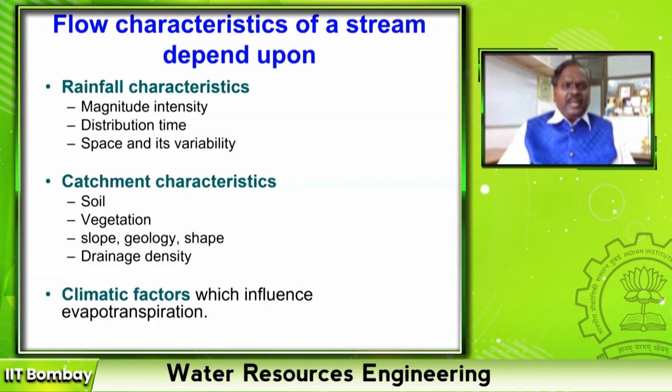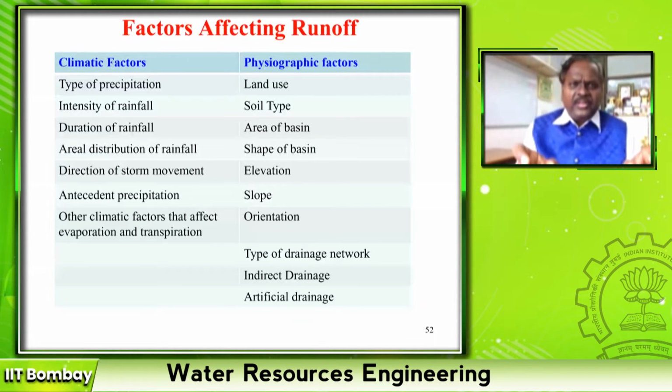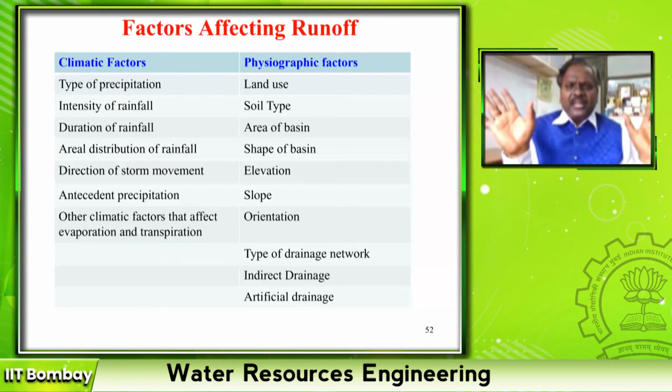Alright. So I have just relisted everything as climatic factors and physiographic factors. Some books give it as 3, 4, 5 characteristics. I have broadly classified this into two. One is climatic factor, another one is catchment characteristics. So in climatic factors, everything comes: rainfall, intensity, duration, distribution, direction of the storm movement.